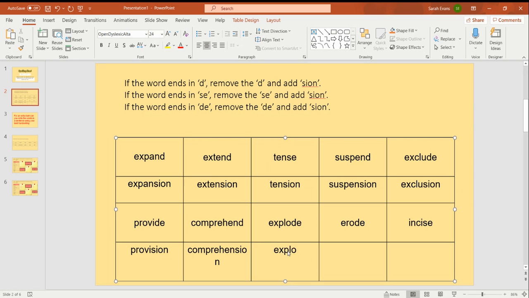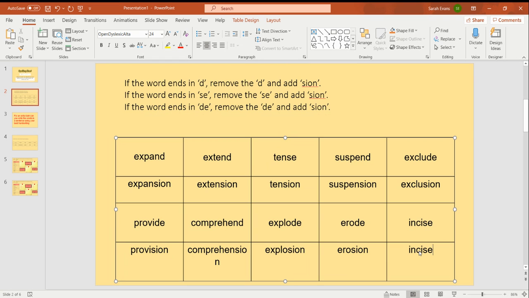So we've got explode. We know like fireworks explode. Take off the D and the E, and we've got explosion, just like fireworks, they explode. We've got erode. If something erodes, it means it comes away. So something like a rock would erode. Take off the D and the E and add SION. We've got erosion. This is a new word that you might not have come across.